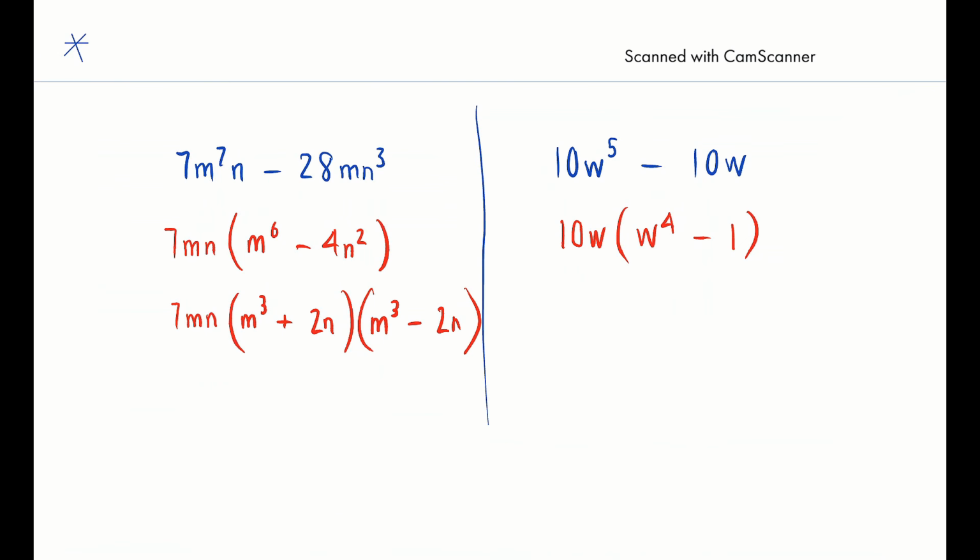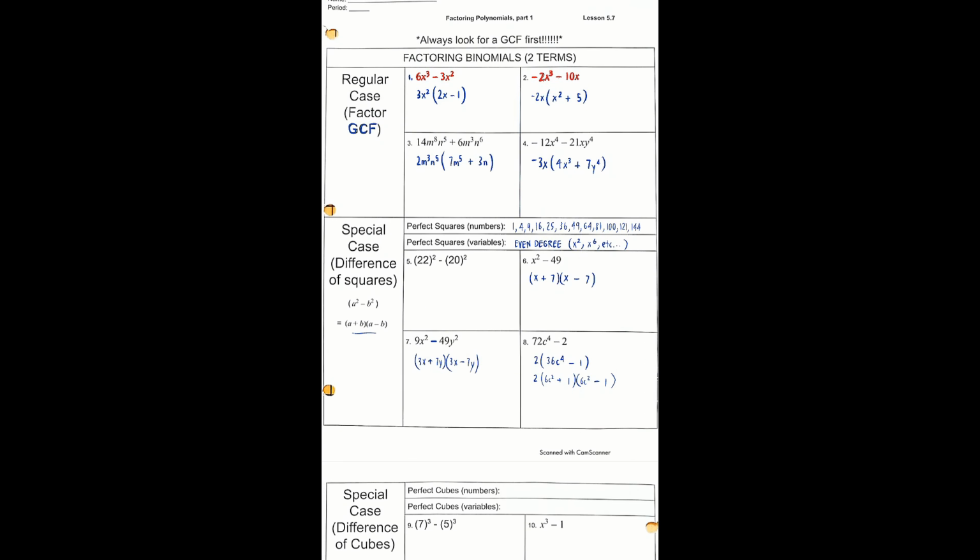Look, your variable has an even exponent. And 1 is definitely a perfect square. So that will allow me to break it into 2 binomials. What are they? I hope you said w squared and w squared. 1 and 1. And what are my signs? I hope you said 1's plus and 1 is minus. And that is how you factor using GCF and difference of squares. Okay? I hope you understand that.